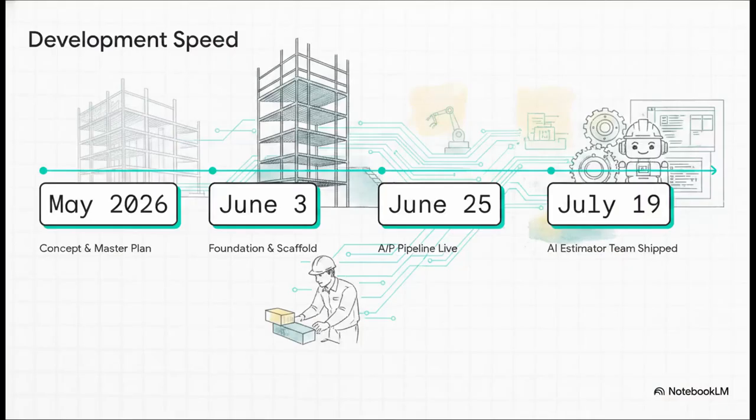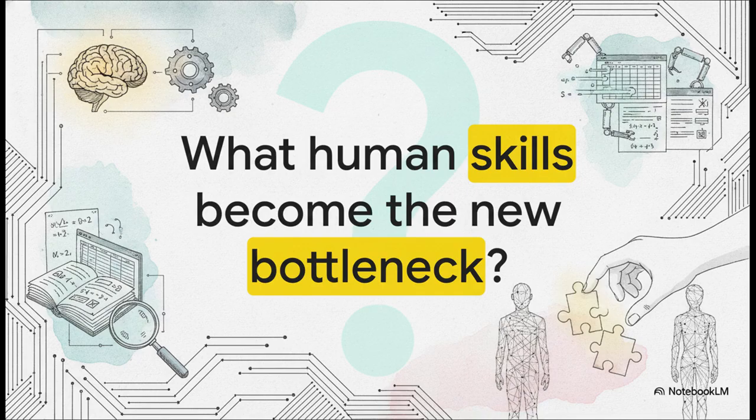Let's step back and see how this builds across the project timeline. Because what is truly staggering here is the absurdly fast development speed. The concept master plan was locked in late May 2026. By June 3rd, the foundation was scaffolded. By June 25th, the AI-powered accounts payable pipeline was already live. And by July 19th, the complete AI estimator team had shipped. In less than 2 months, a single developer built an 80% production-ready, massive enterprise operating system perfectly tailored to one specific HVAC company. It really forces you to step back and look at the future of work.